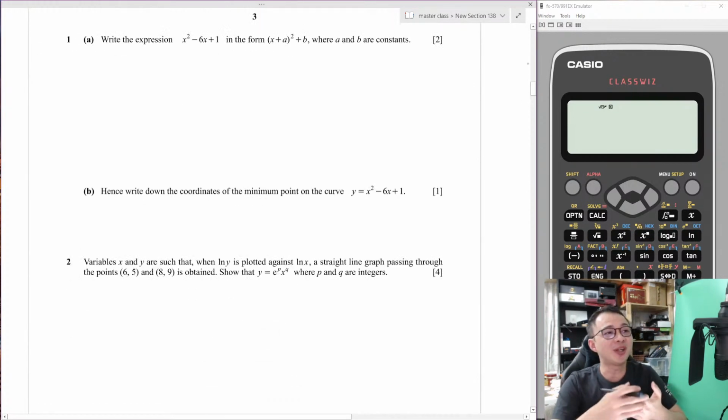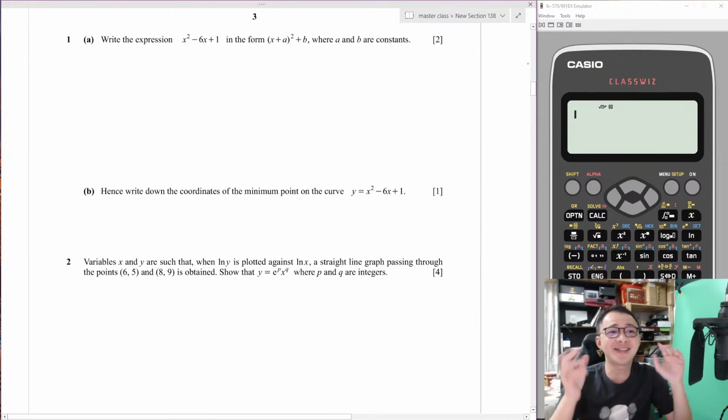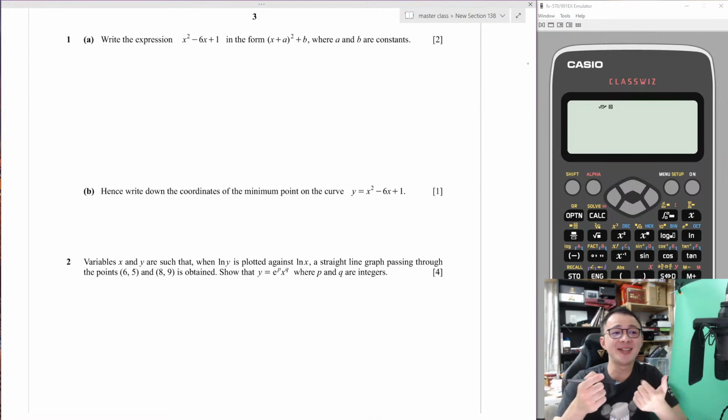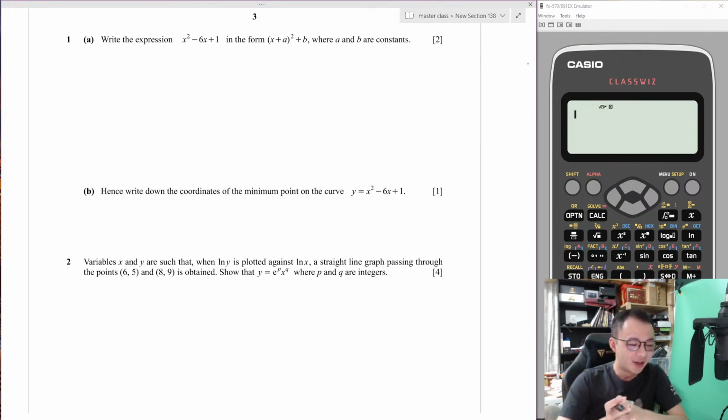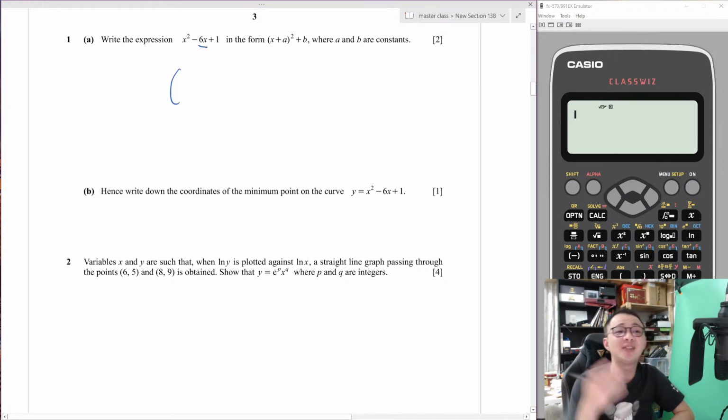Okay, the first one. If I see a question like this, with a square bracket and then plus b, I should know this is basically completing the square. You should know completing the square. If you do not know it, something is wrong. How am I going to do it? Very easy. Right now I have x squared minus 6x, so I know the b, I need to divide by 2.